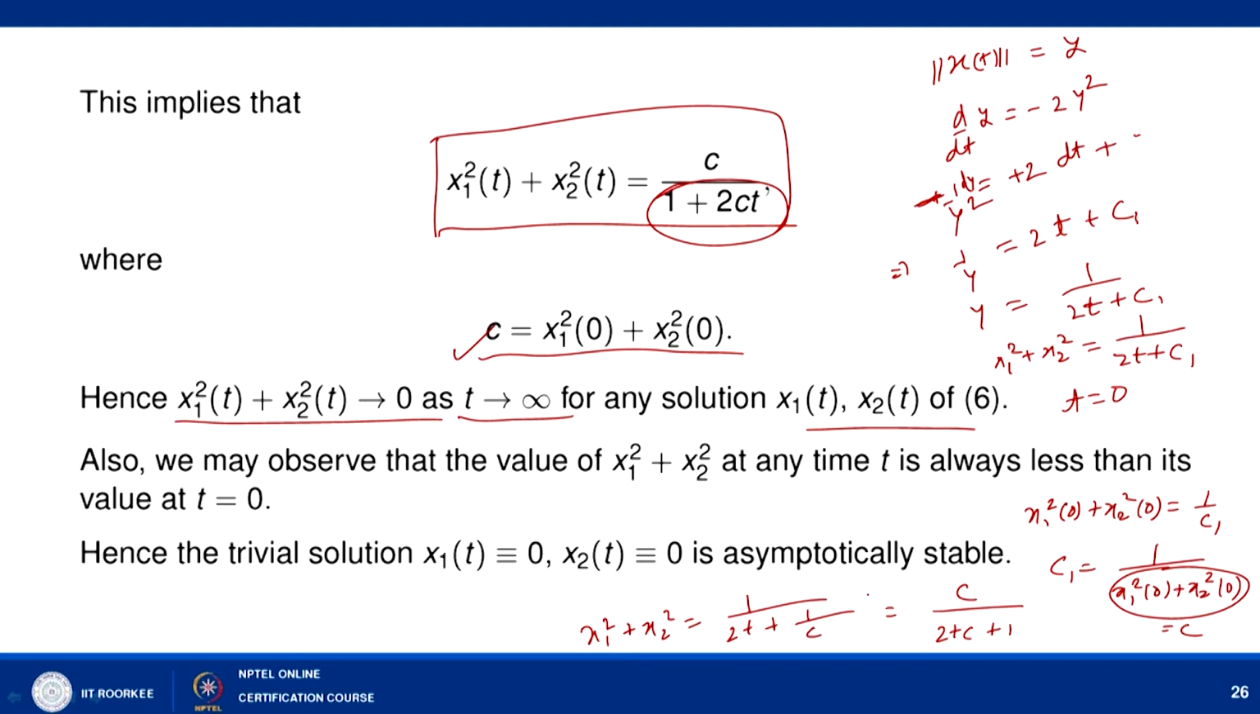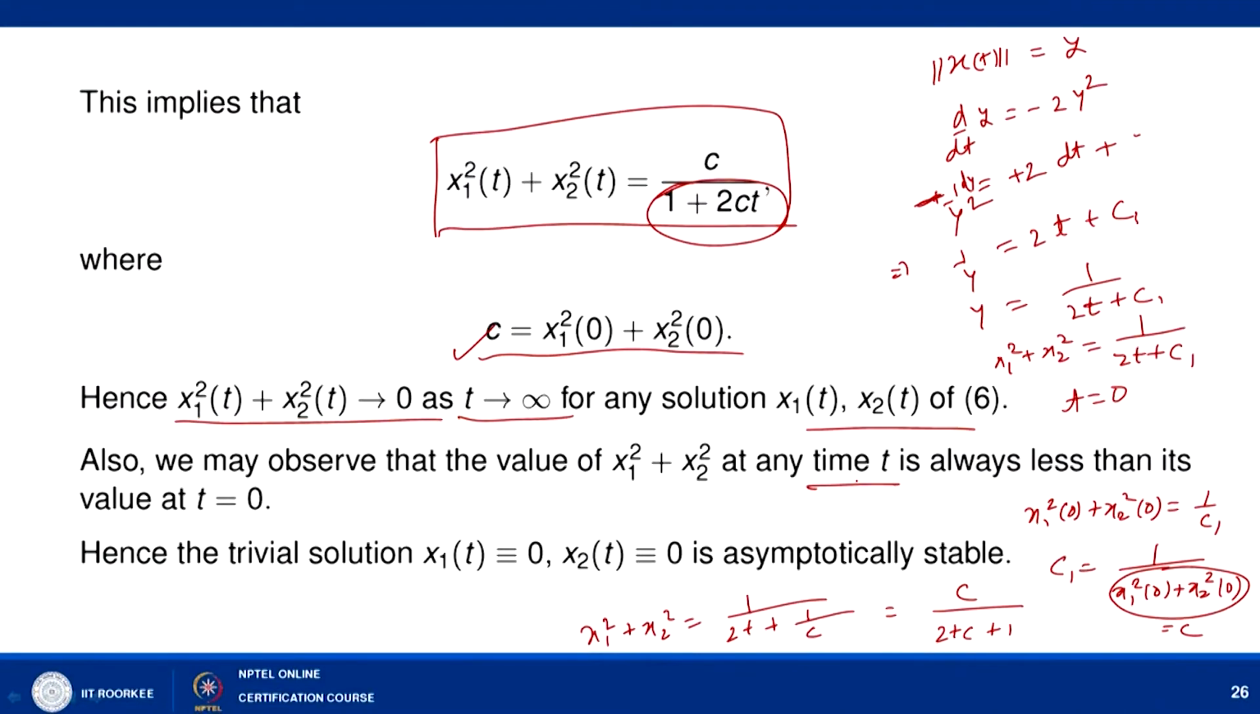In fact, here we have not obtained the explicit solution x1 and x2, rather we have found the bound, or the expression, of norm of x square t. So, here we have shown that whatever be the solution in x1 and x2, then x1 square plus x2 square t is tending to 0 as t tends to infinity. And also we may observe this thing, that at any time t, the value of x1 square t plus x2 square t is always less than the value of c.